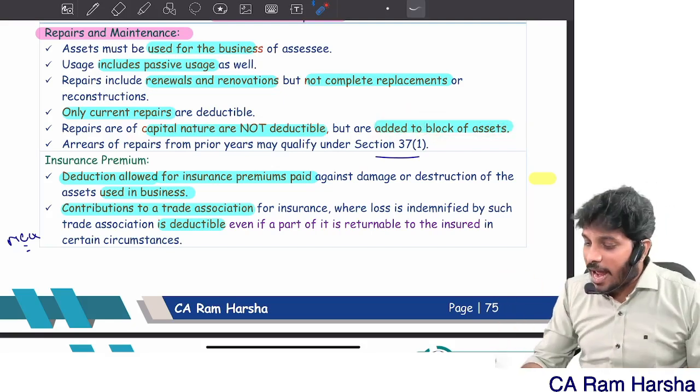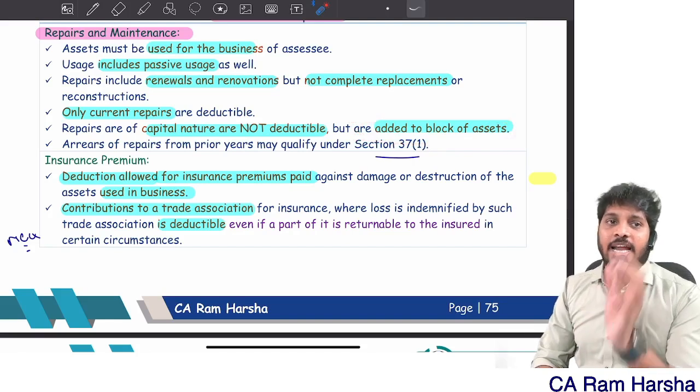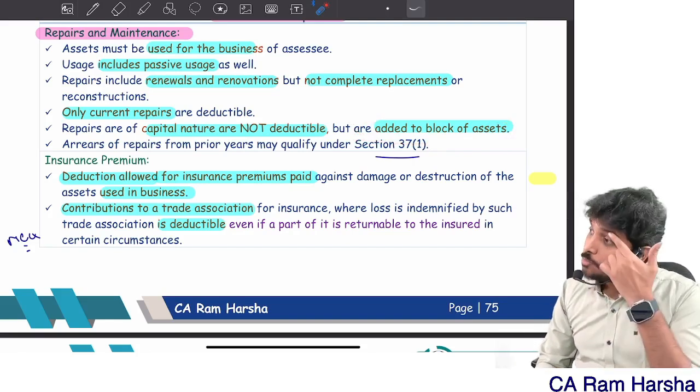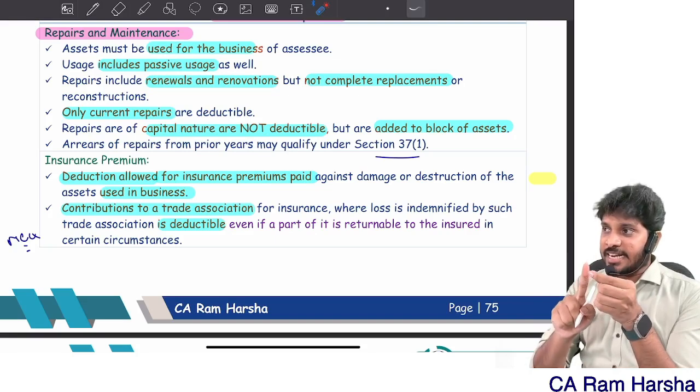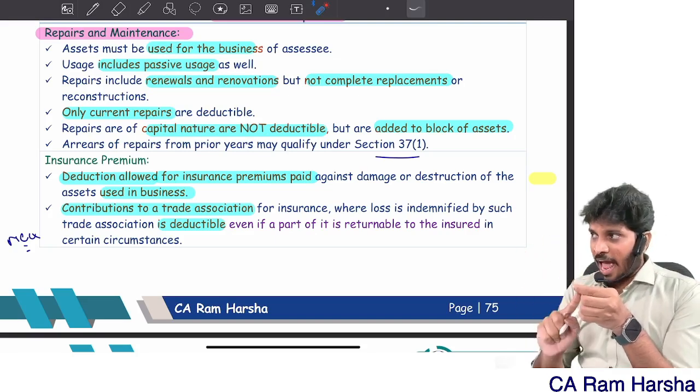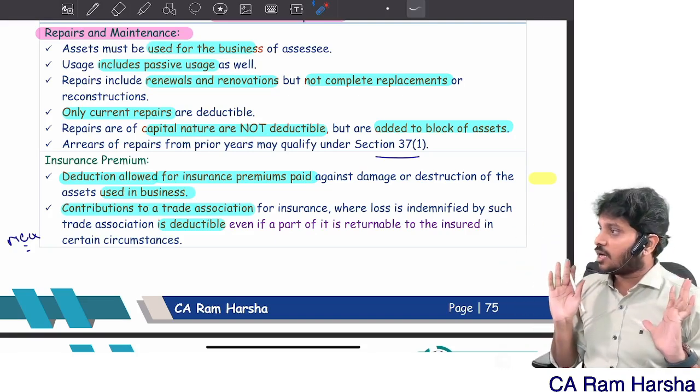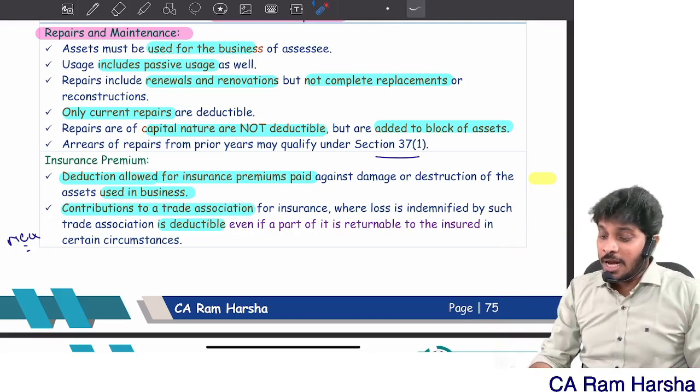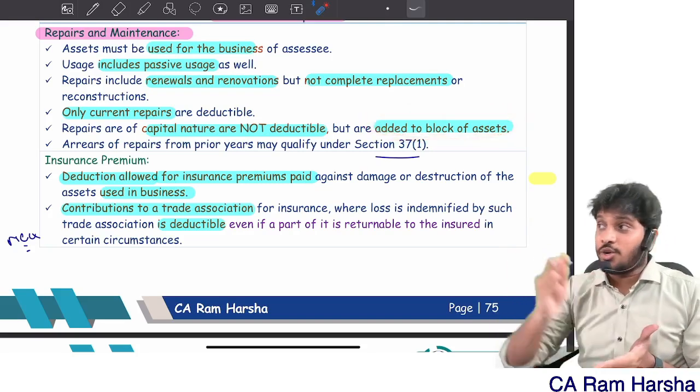Exactly. Without adding to the block, in income tax, can we claim depreciation? In order to claim depreciation, first that asset has to come under the block. Add it to the block. Then only you can claim depreciation. Otherwise, you cannot claim depreciation. So capital expenditure must be added to the block.